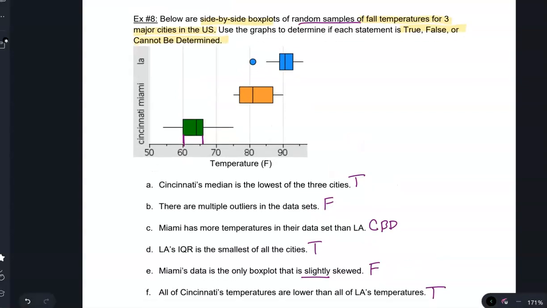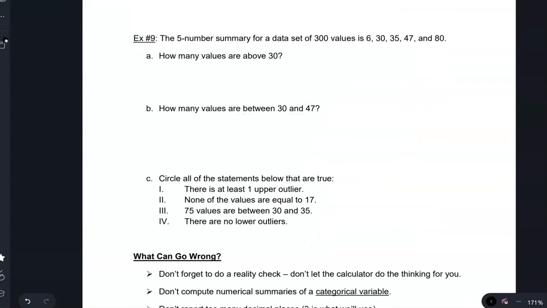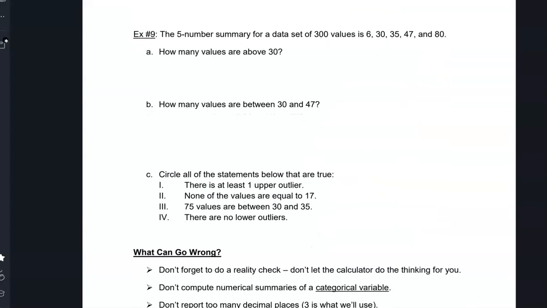All right, I love these kinds of problems. They're so fun. So let's take a look at another example. The 5-number summary for a data set of 300 values is 6, 30, 35, 47, and 80. How many values are above 30?